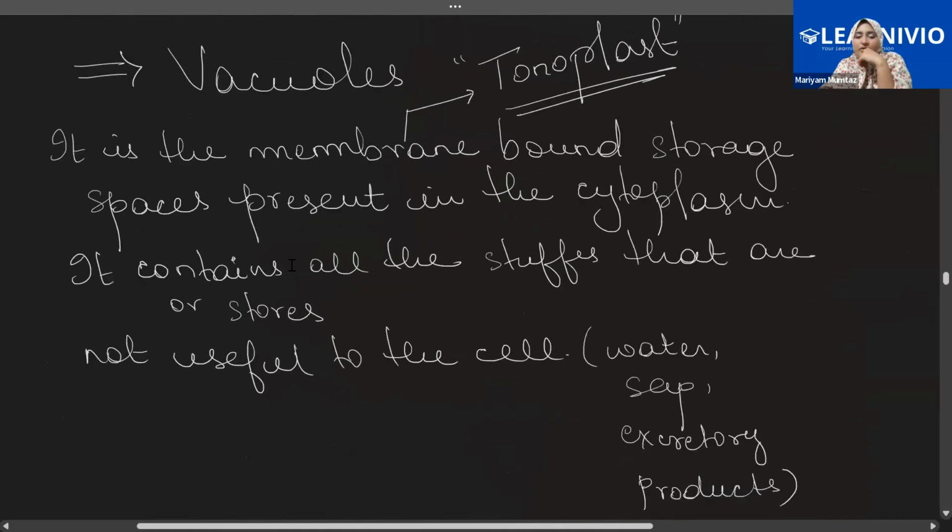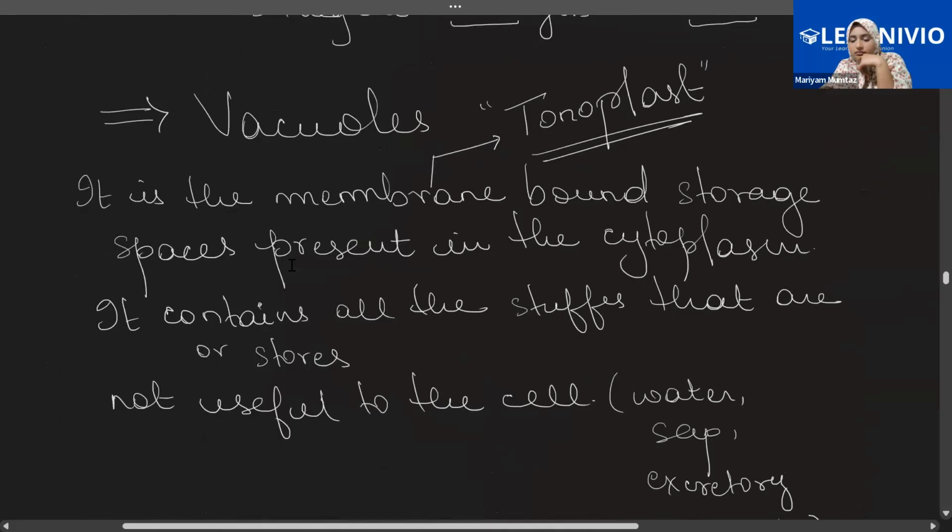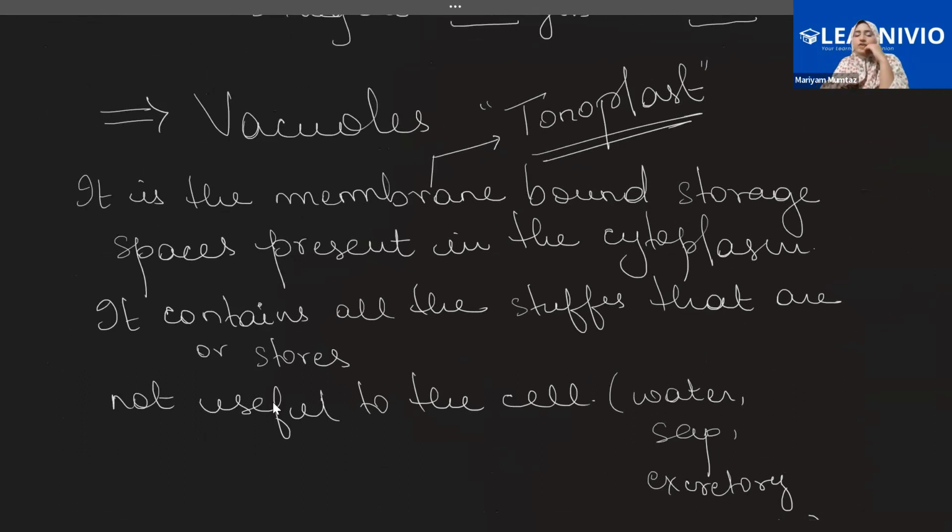Then comes the vacuole. Do you want to do vacuole or do you want to note down? I think you can teach today. I don't have the power to write, to be honest. Can't hear you. Ma'am, can you teach this part? Yeah, fine, vacuoles. Yeah, I'll teach.